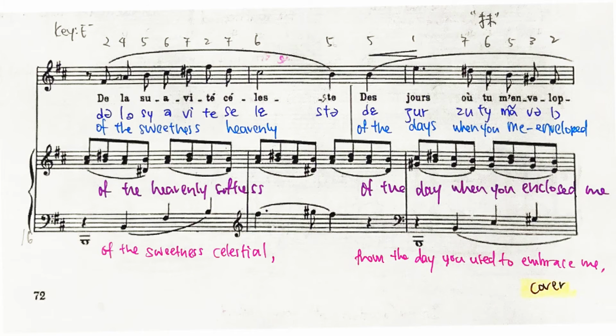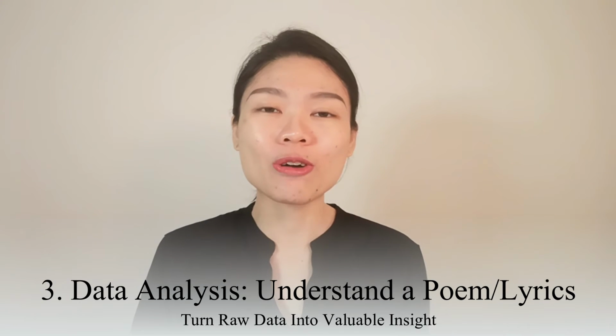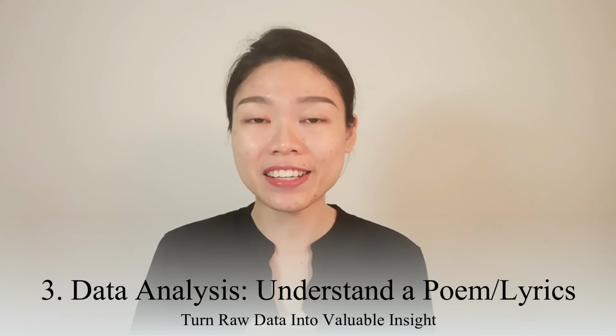And here's how my score looks. I'll first write down the IPA under each syllable, and then I'll write down all 3 different translations under the lyric. And the next step is to compare all the information that you have collected.